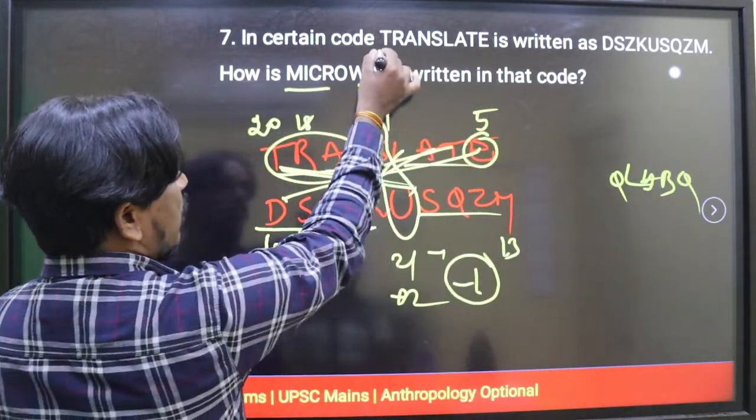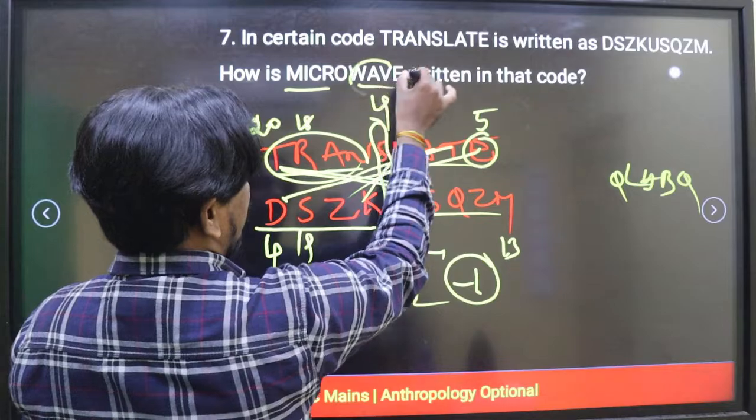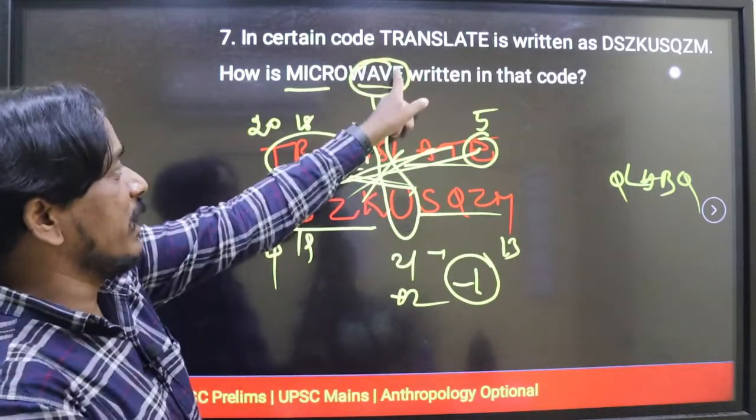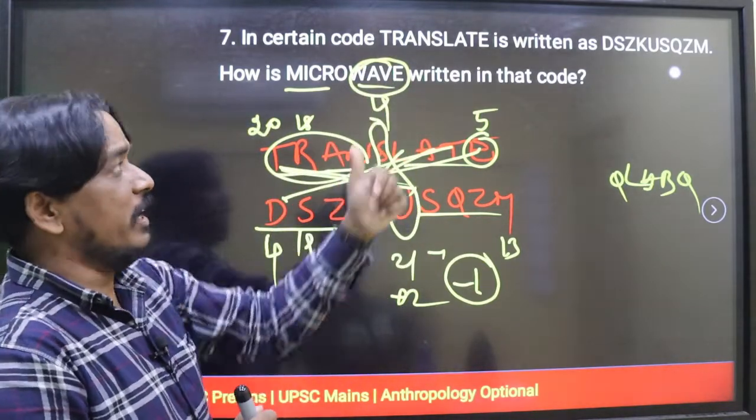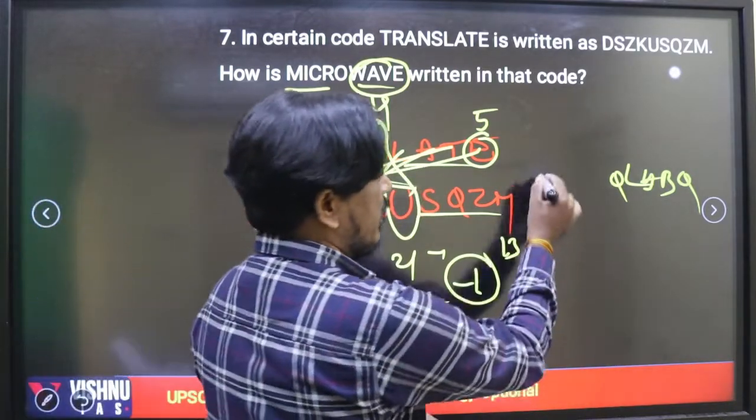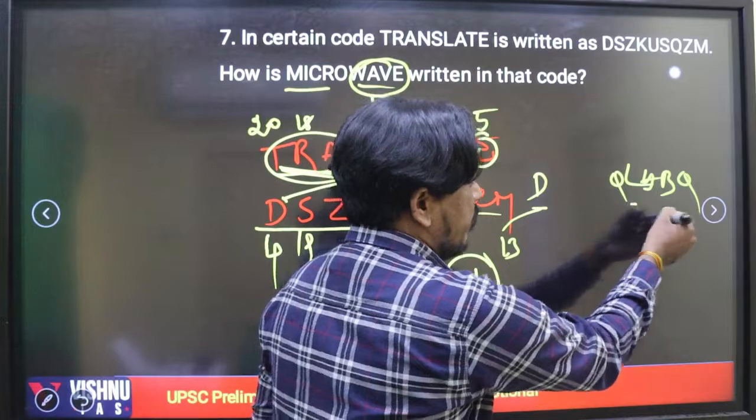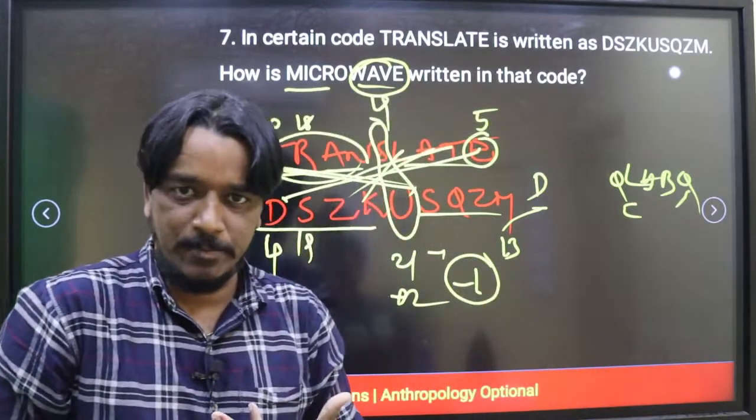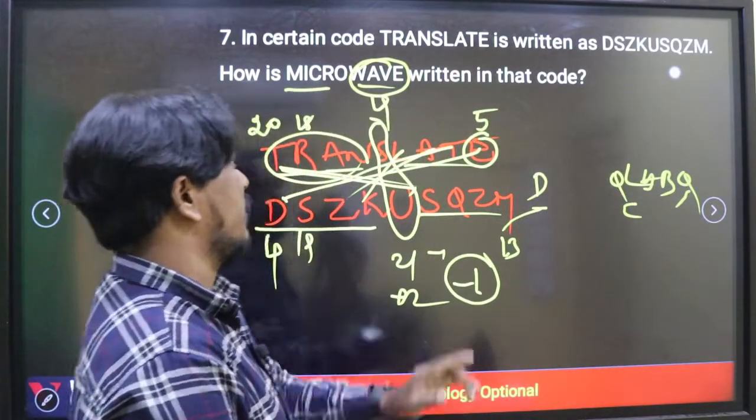Similarly, the first half, what are we writing? The second half letters we are writing on the first side. But how are we writing? E should be in the first place. Clear? E is 5. 5 minus 1 again we are taking. D should be in the starting place. So based on the starting place, middle place and end place, we can eliminate the options in the exam. But how we are doing it, that is just what I am explaining.